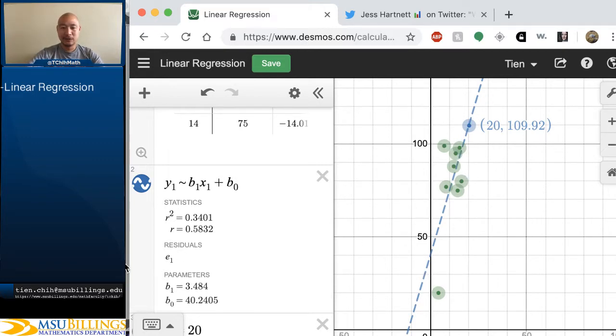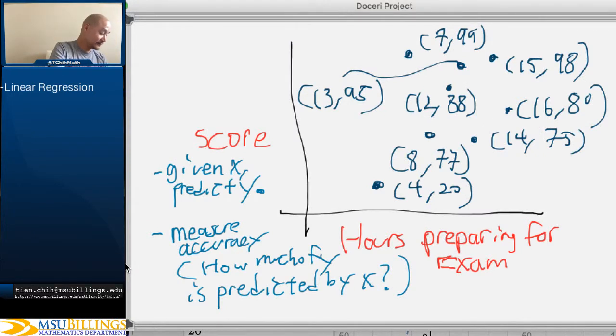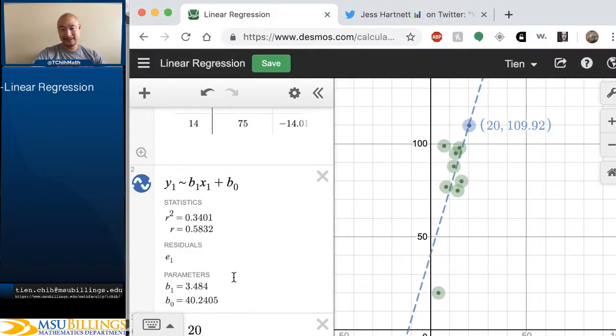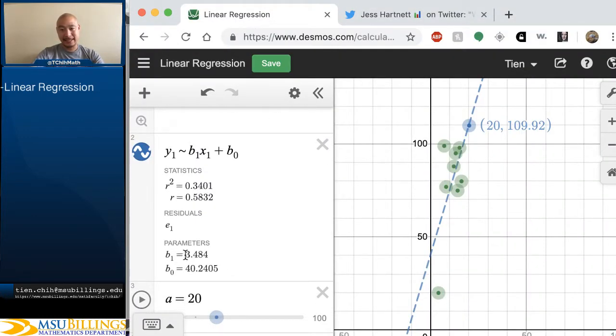And so let's go ahead and ask ourselves what the prediction is for someone, say, who studies 10 hours. I think that's the question we asked ourselves. So if someone studied 10 hours, then what we're basically doing is taking a line with y-intercept 40.2405 and slope 3.484 and asking ourselves what happens when x is 10.